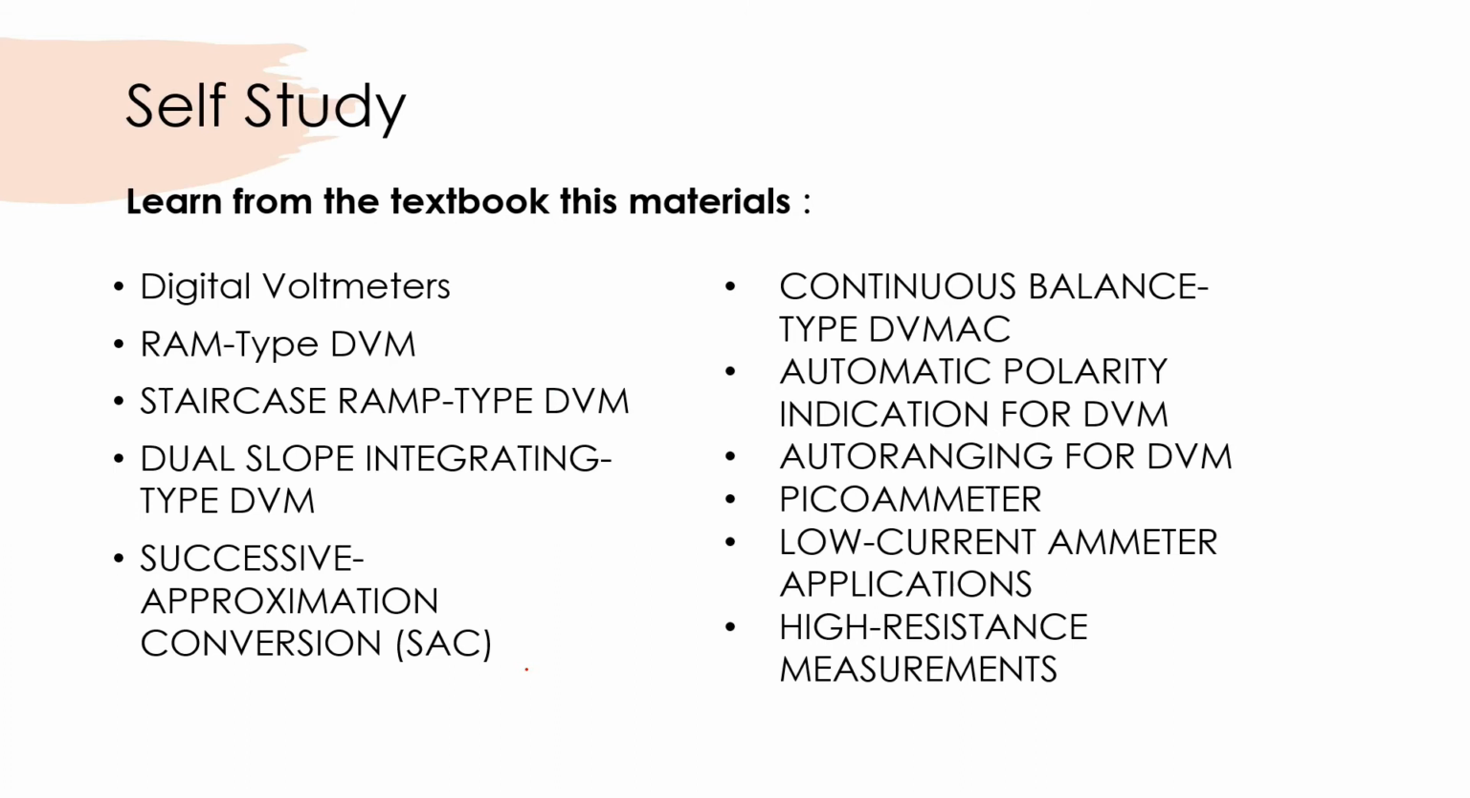And please study from the textbook and other material until the end of chapter 1. It covers the digital voltmeter, ramp type DVM, staircase ramp type DVM, dual slope integrating type DVM, continuous balance type DVM, automatic polarity indication for the DVM, auto range for DVM, picoammeter, low current ammeter application, and high resistance measurements. So you can find these subchapters in the textbook in chapter 1.